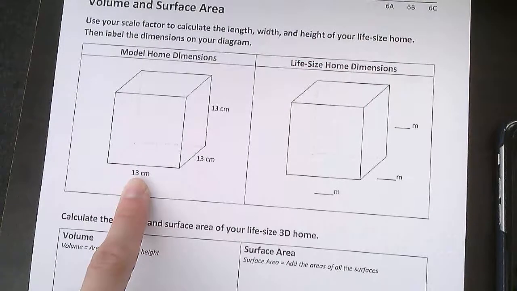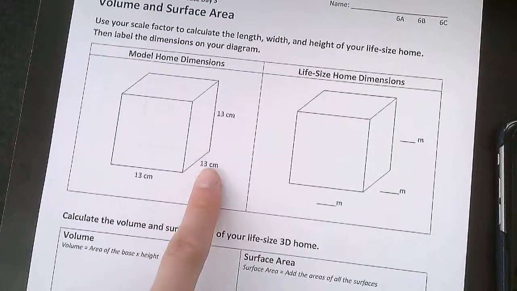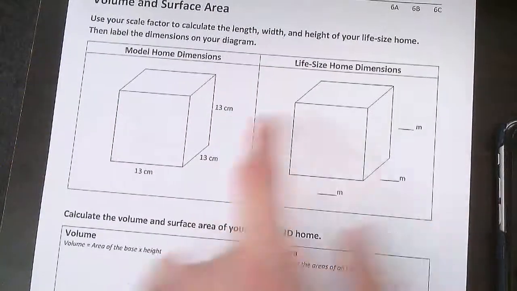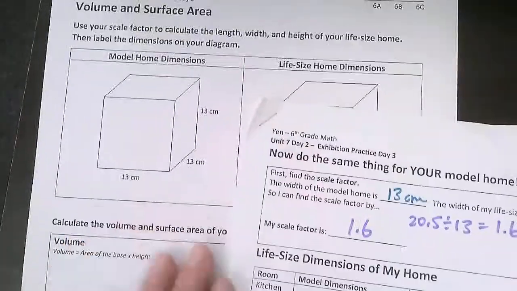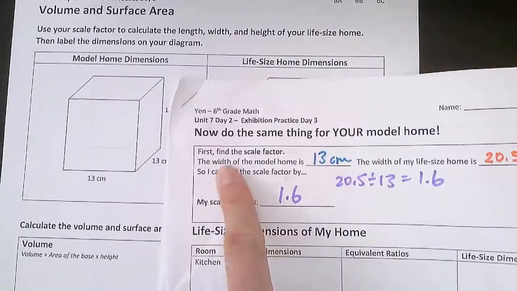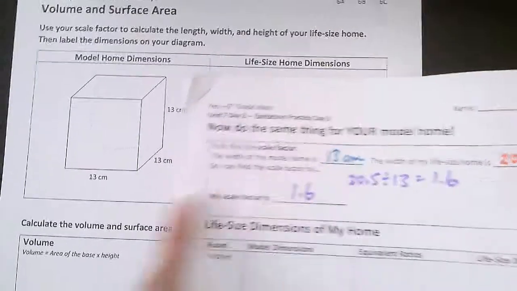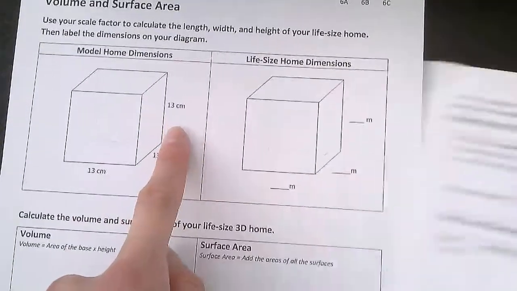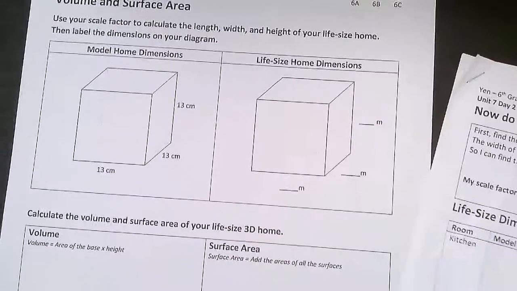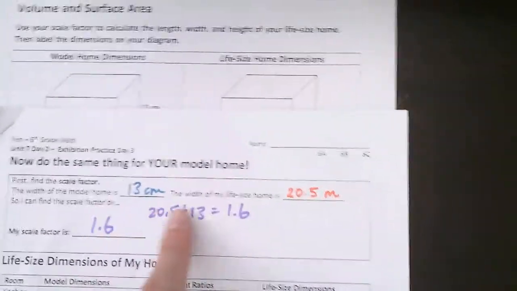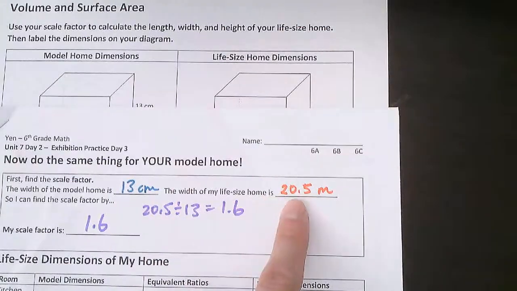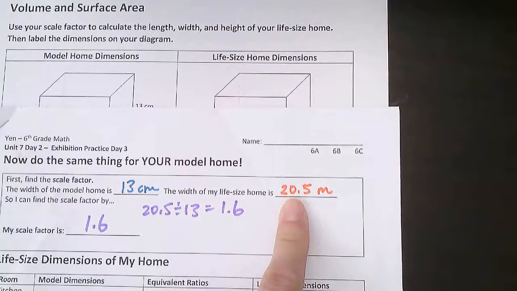your width and length were 13 centimeters, and the height is also 13 centimeters. Right? That number comes from your packet. The width of your model home is 13 centimeters, so that's where this 13 centimeters came from. Now the life-size dimensions of your home, you go to that same page in your packet. The width of my life-size home is whatever number you wrote right here.